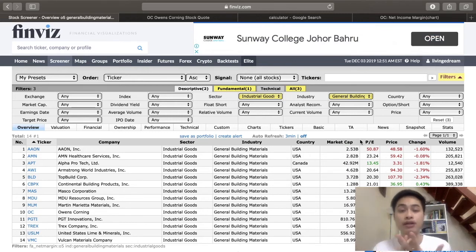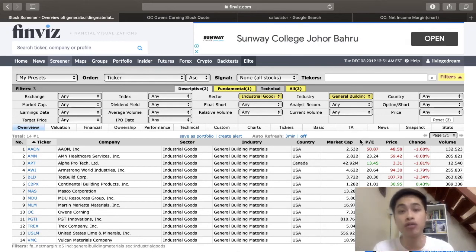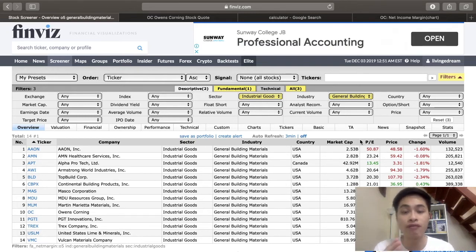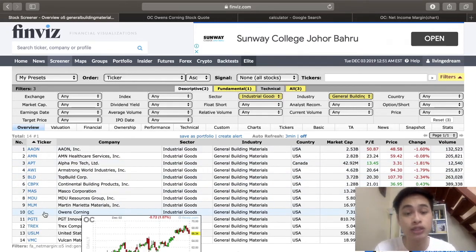So what are the 3 criteria? The first is that it must be over 5% in terms of net profit margin. The second is that it must be in the industrial goods sector. And the last one is it must be in the general building materials industry. So that is the 3 criteria that we have filtered out. All these stocks here, as you can see on the screen, are stocks that meet these 3 criteria.